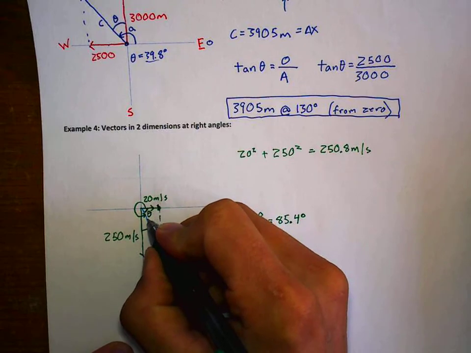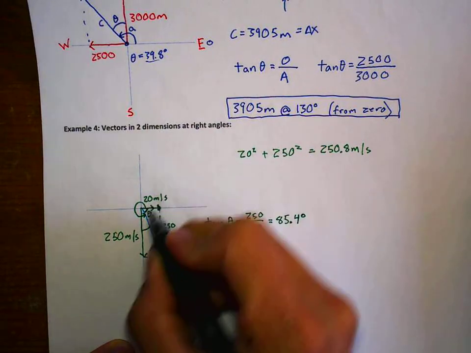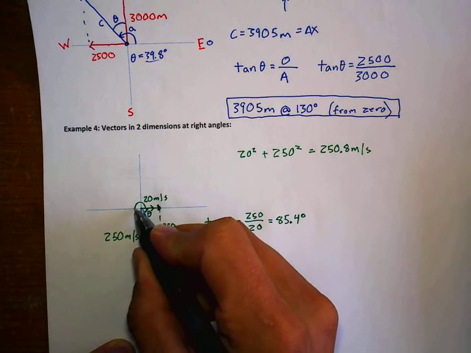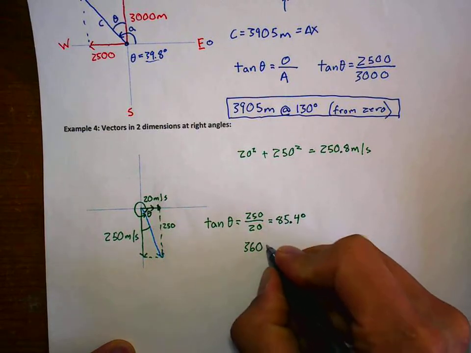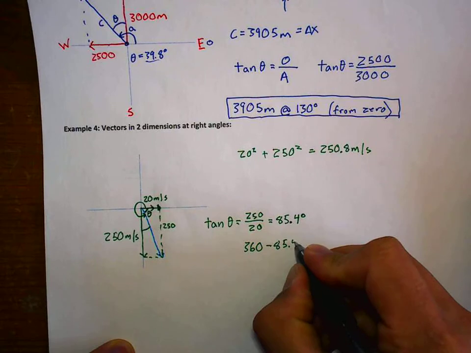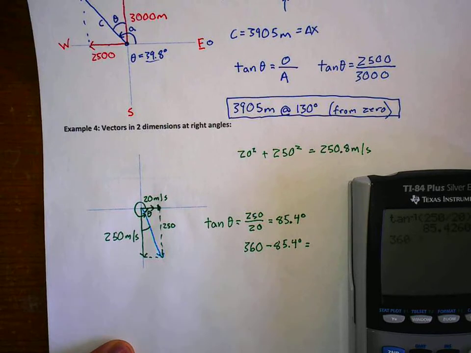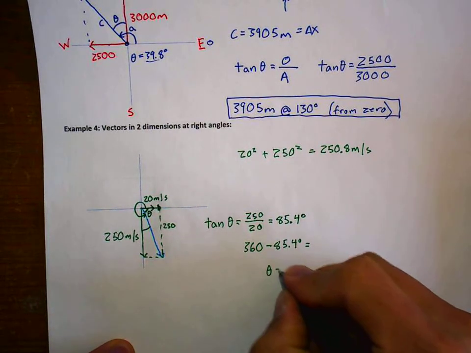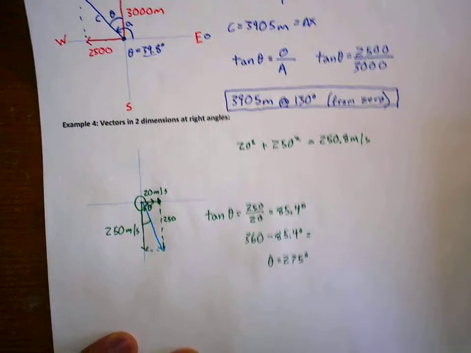Okay, since that's this angle right here, I want the angle from 0 all the way around to this. So this, if I go all the way around, is 360. So what I'm going to do is 360 minus 85.4 degrees is equal to theta. So I get 274.5, let's say 275. Theta equals 275 degrees.